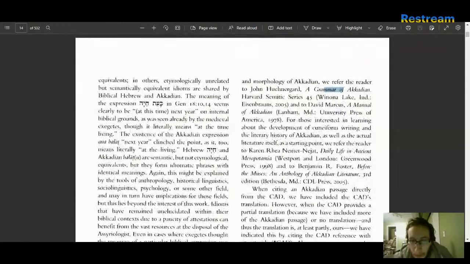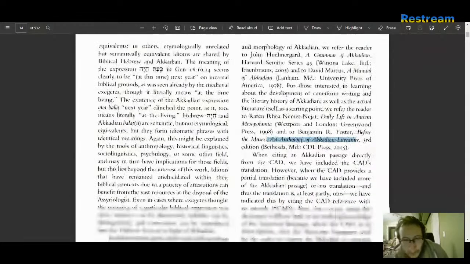For those interested in learning about the development of cuneiform writing and the literary history of Akkadian, as well as the actual literature itself, and as a starting point, we refer the reader to Daily Life in Ancient Mesopotamia by Karen Rhea Nemet-Nejat, and also to Benjamin R. Foster's book Before the Muses, an Anthology of Akkadian Literature.